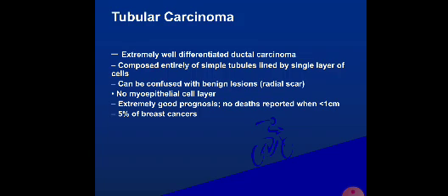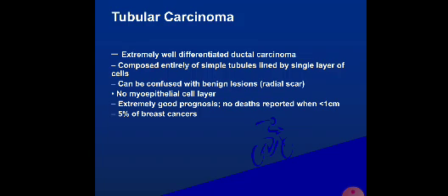Next category is tubular carcinoma. It is an extremely well differentiated ductal carcinoma composed entirely of simple tubules lined by a single layer of cells. It can be confused with benign lesions like radial scars. Here is how we differentiate between the malignant and the benign.